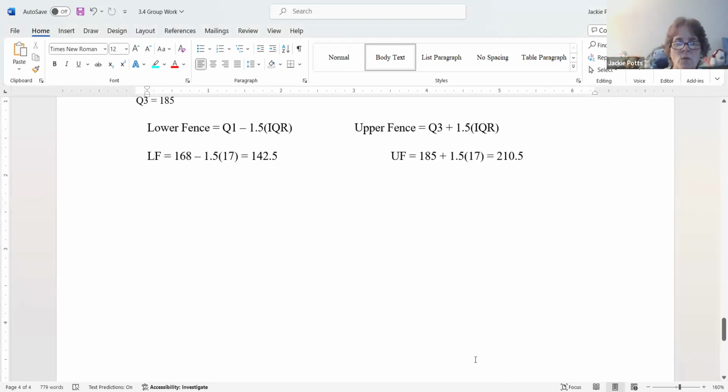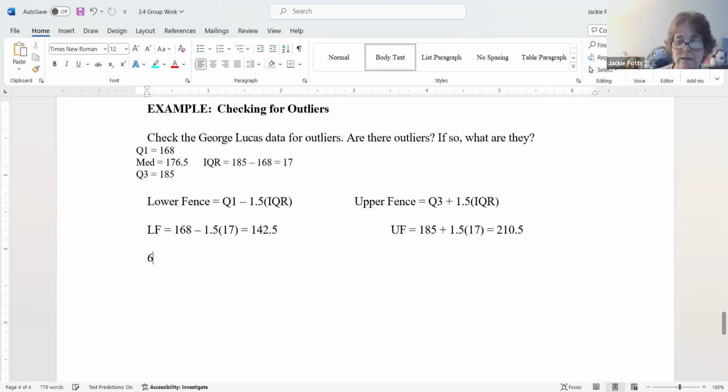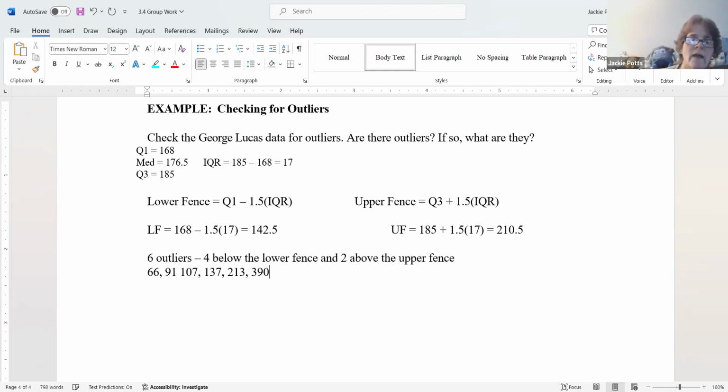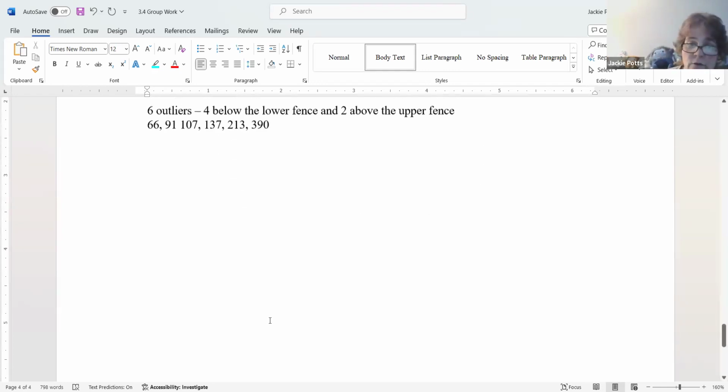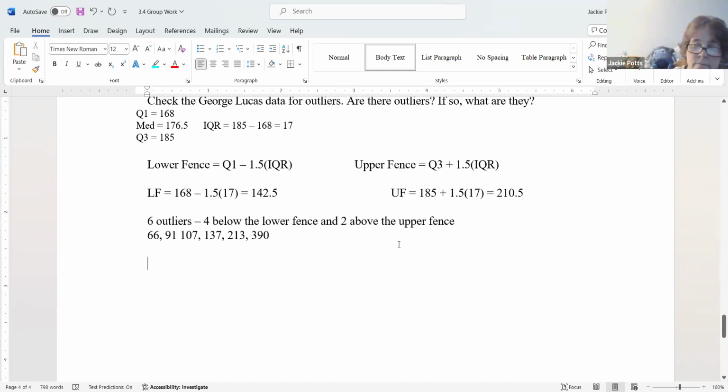All right. So we've got 6 outliers, 4 below the lower fence and 2 above the upper. Boy, I can't type. So what are they? 66, 91, 107, 137, 213, and 390. All of these are outliers. Okay?